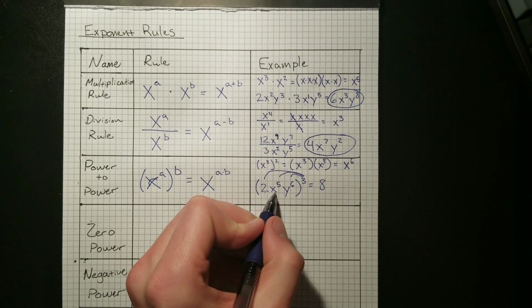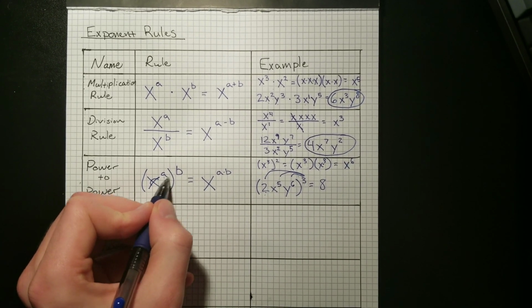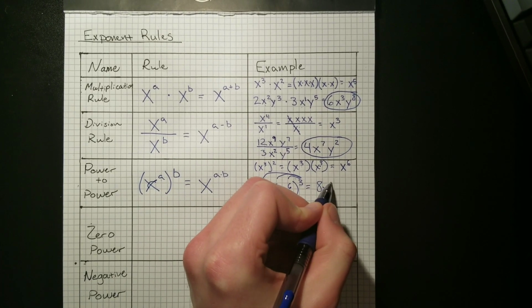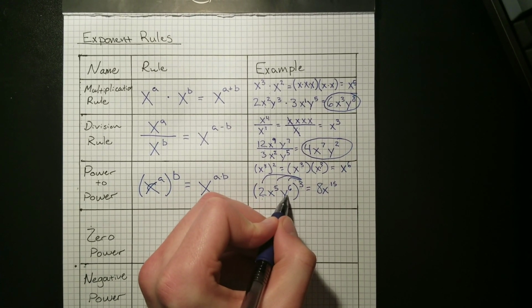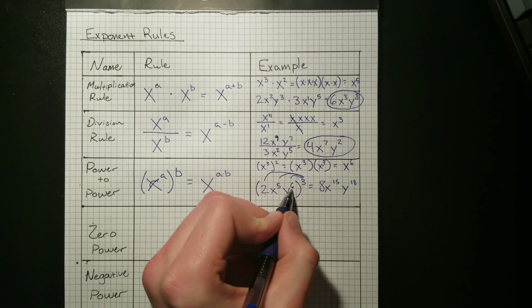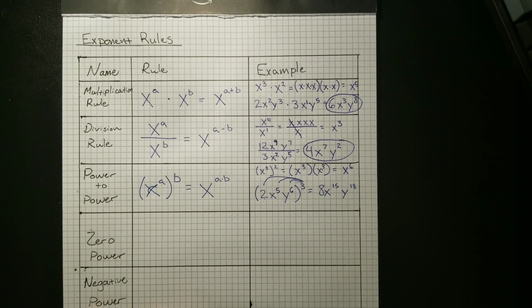Well, then we're going to do x to the 5th to the 3rd. The new rule, we're saying that if you have a power to a power, we're going to multiply them. 5 times 3, well, that's going to be x to the 15th. And y to the 6th to the 3rd, well, that's going to be y to the 18th, right? Because 6 times 3 is 18. So you got that. So that's about it.